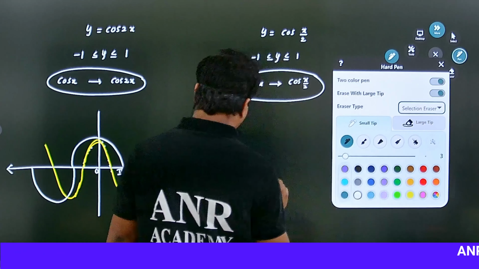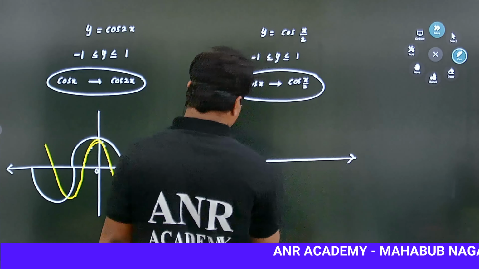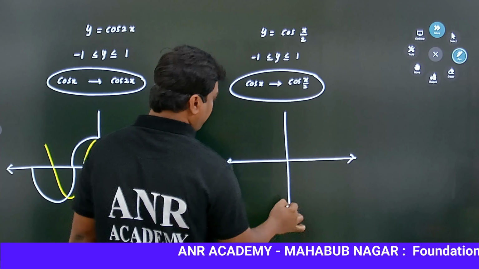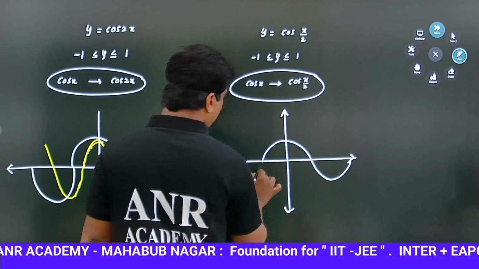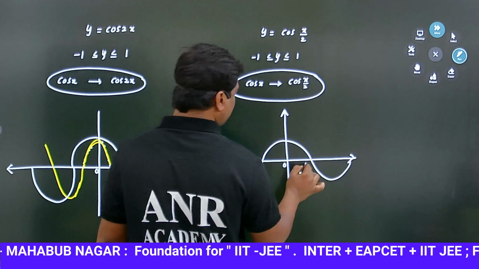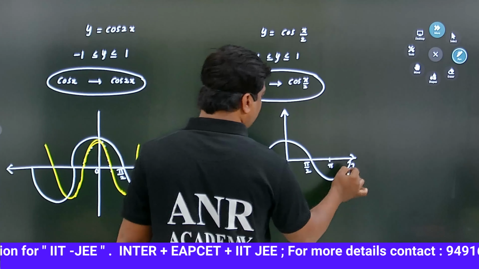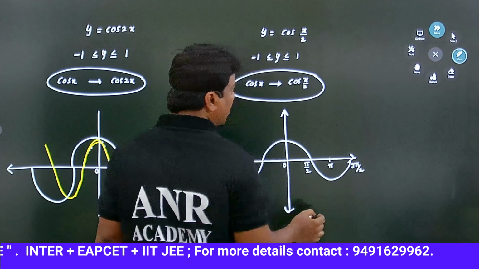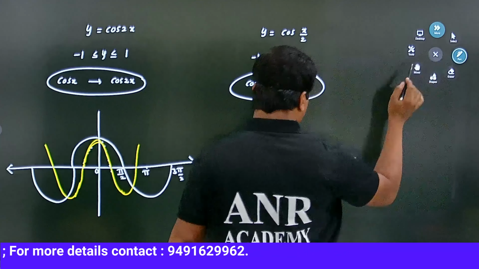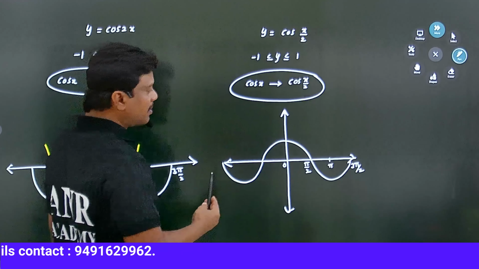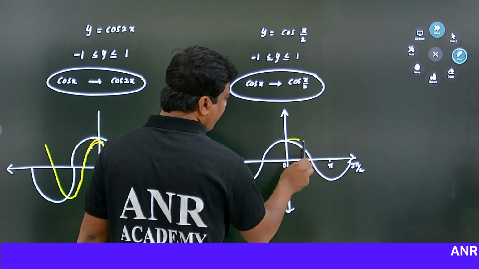Next, cos x and cos x by 2. You know the graph of cos x. This one is the graph of cos x. 0, pi by 2, here it is pi, 3 pi by 2. Right? Now, you have to stretch the graph 2 units, and hence the graph exists in this way.